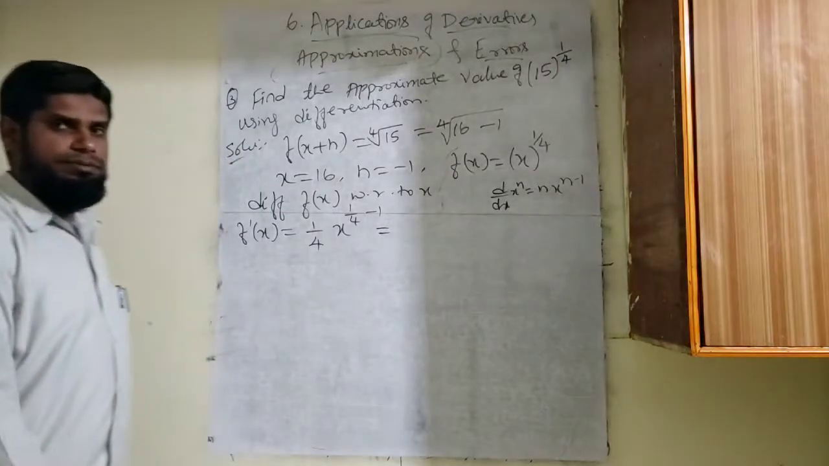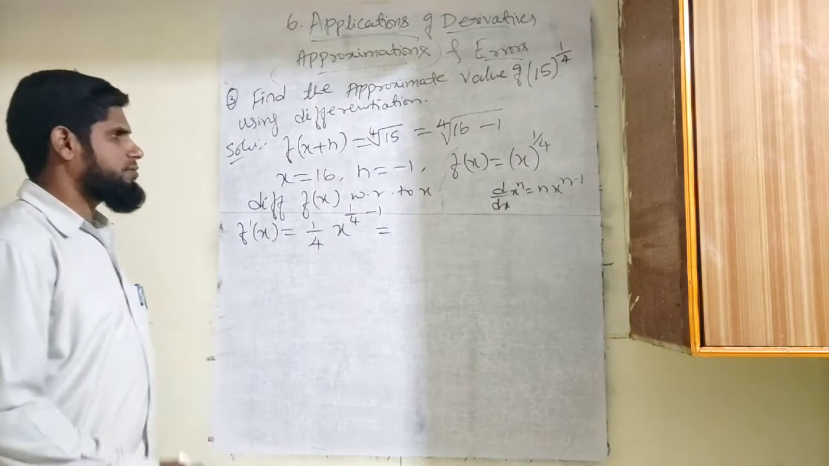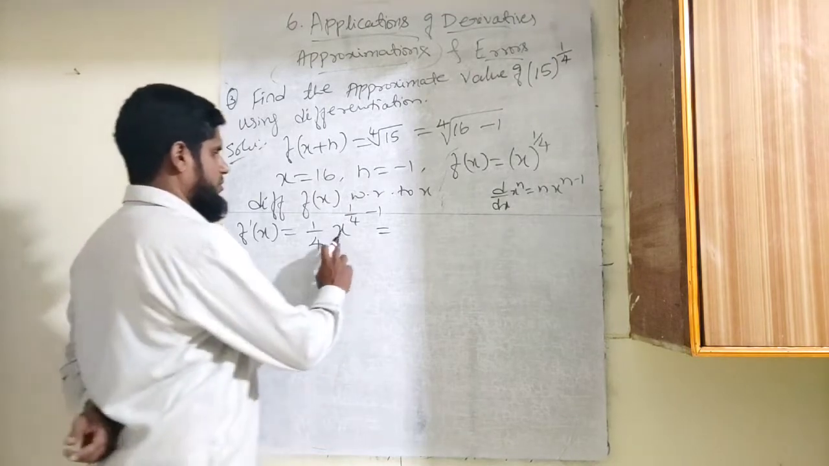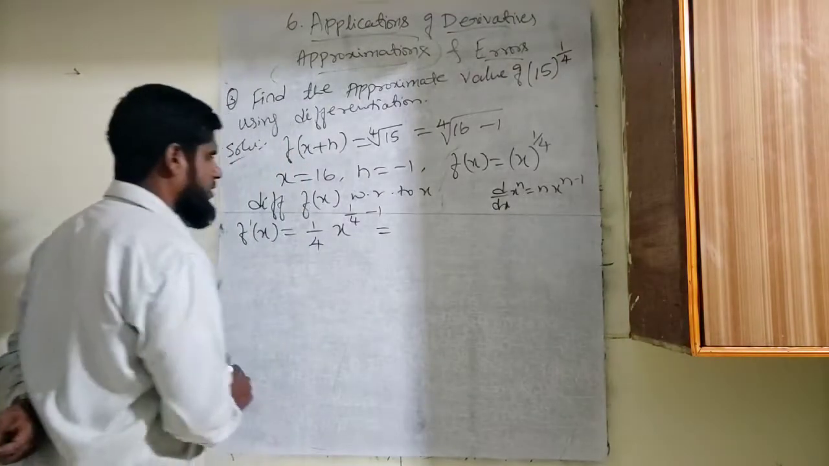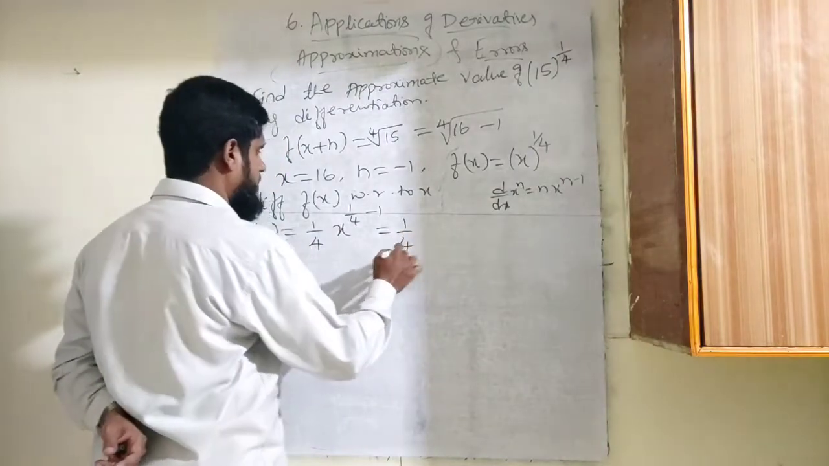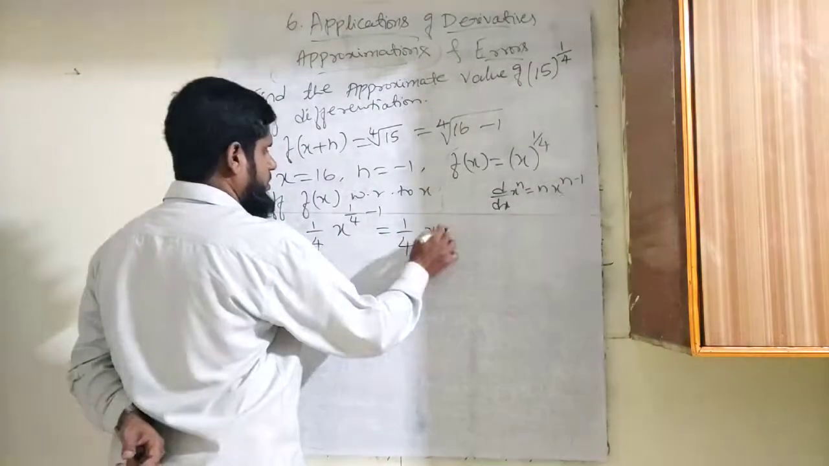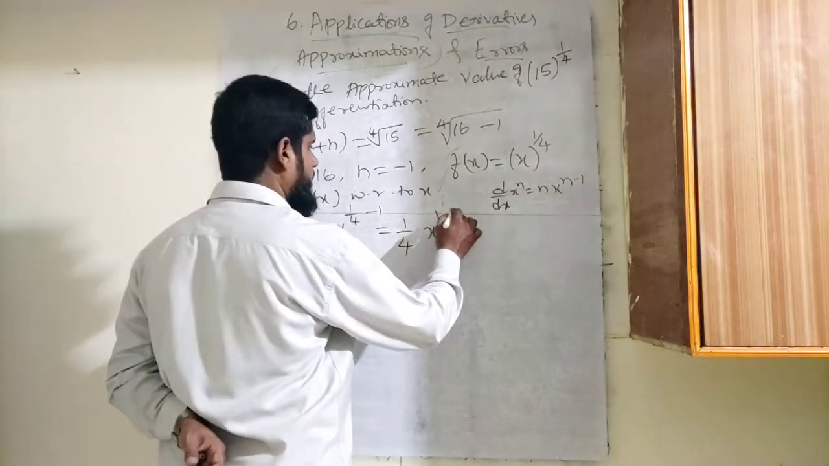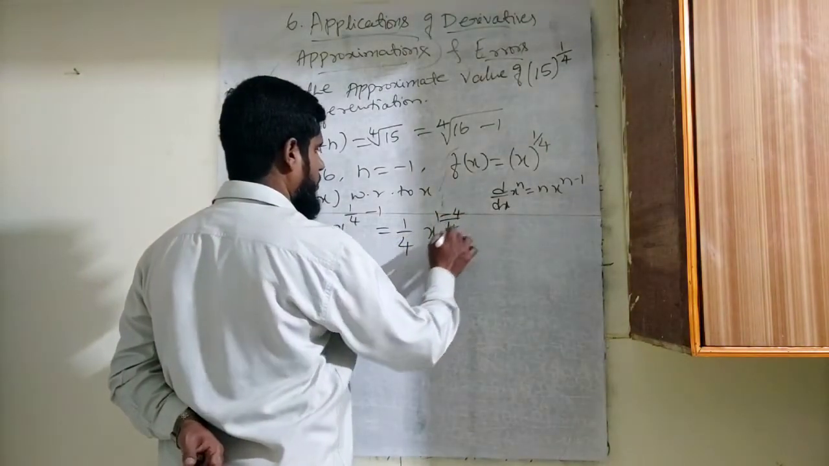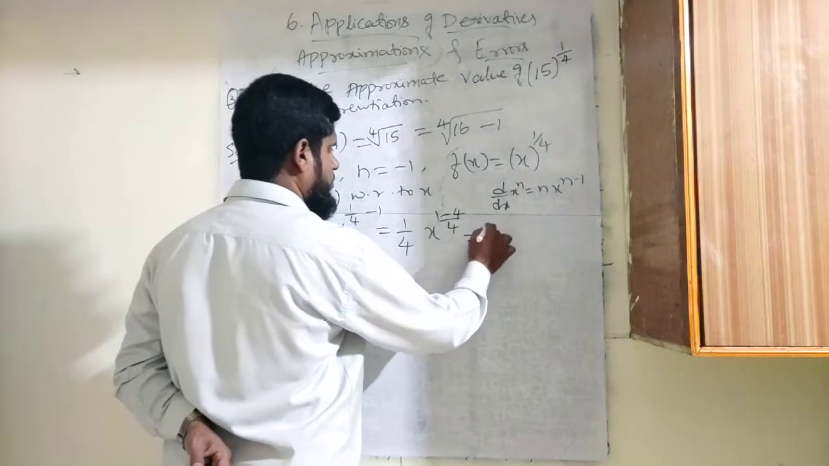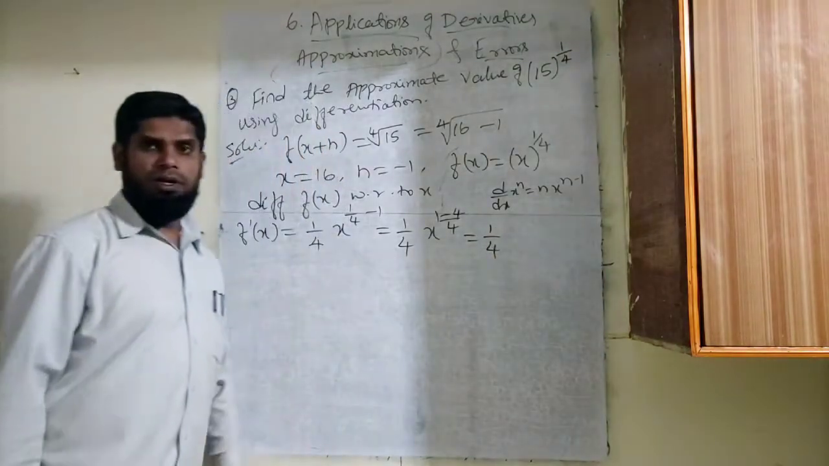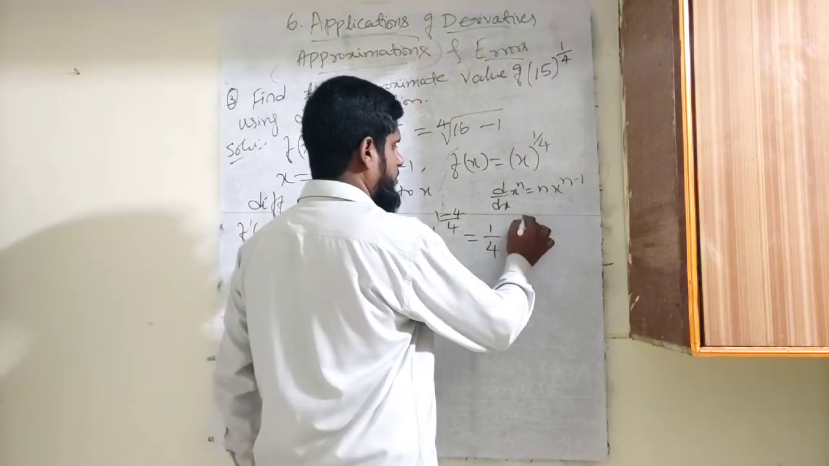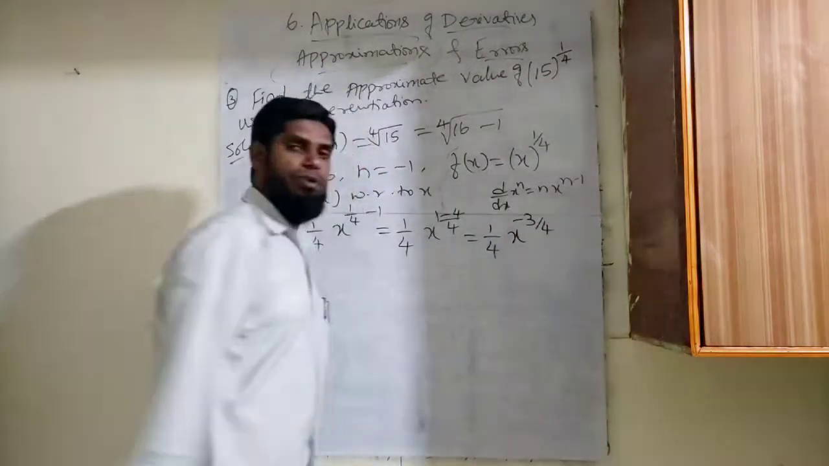So friends, here what do we get? 1 by 4 as it is, x power, the LCM is 1 minus 4 by 4. So this gives 1 by 4 into 1 minus 4, which is minus 3. That is x power minus 3 by 4.